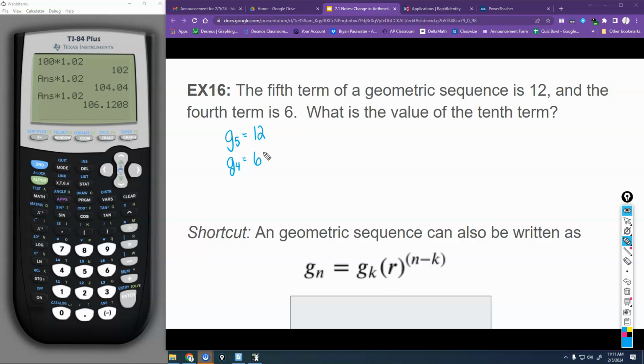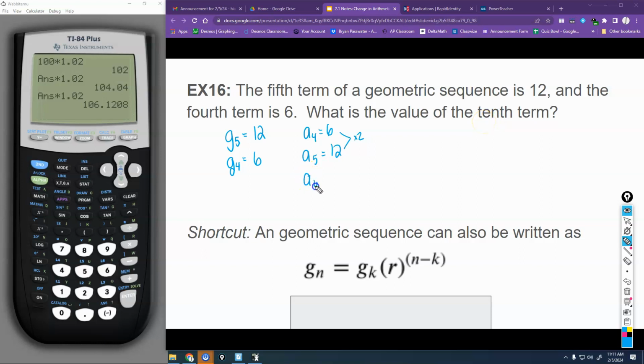Now be careful. This problem gave those to you backwards, right? Really, we should think of it this way. A sub 4 is 6. A sub 5 is 12. Put those things in order, right? What are you doing to get from 6 to 12? We're multiplying by 2, right? So if I need the 10th term, I can just do brute force method.